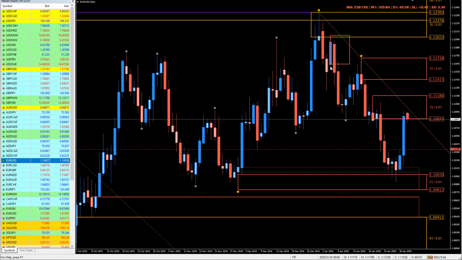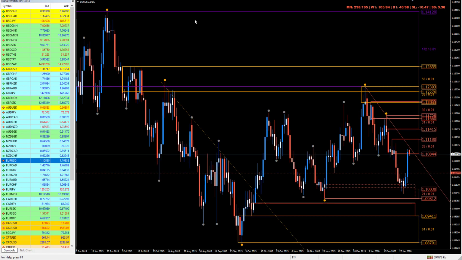You can see, so we've got that. Yes, we have a couple of areas there that could be interesting. We could start here, and this is a nice area. Then we have the weekly area just above that. So there are a couple of areas to watch there.